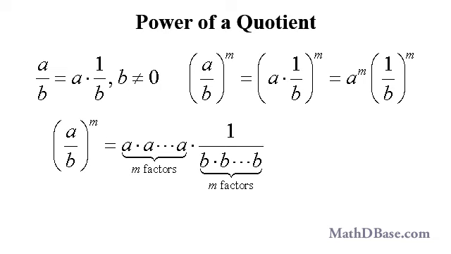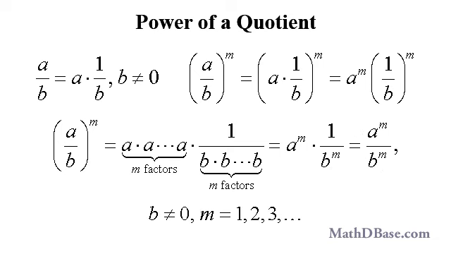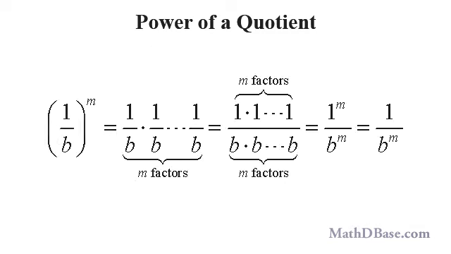Expanding, we have m factors of a multiplying m factors of 1 over b, which can be rewritten as m factors of a multiplying 1 over m factors of b. Rewriting this expression in a compact exponential form, we get a to the mth over b to the mth. Implicit in writing (1 over b) to the mth as 1 over m factors of b is the fact that 1 to any power is equal to 1.